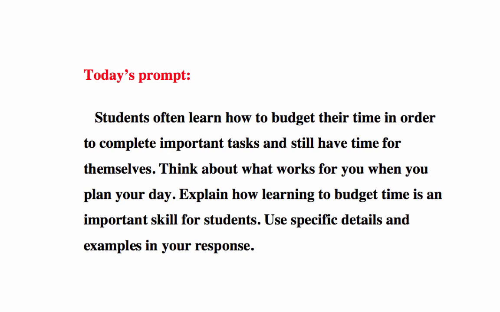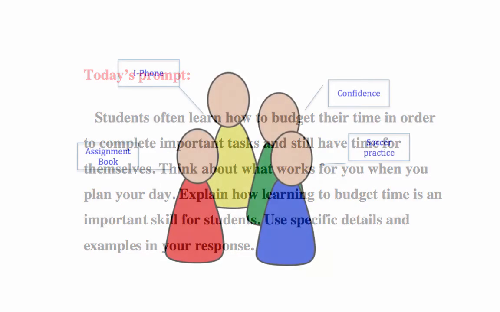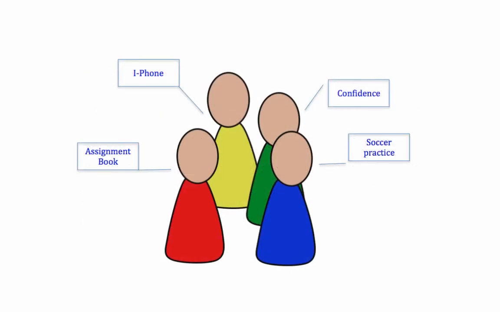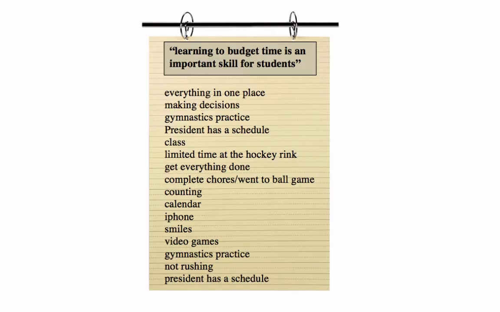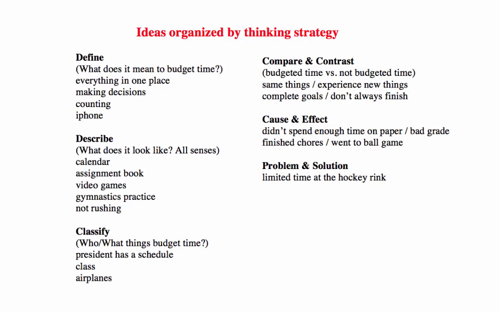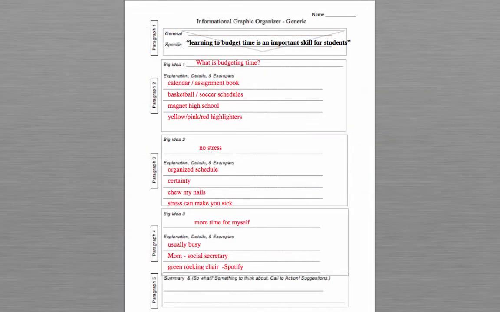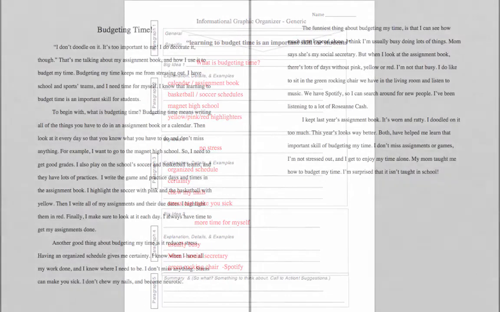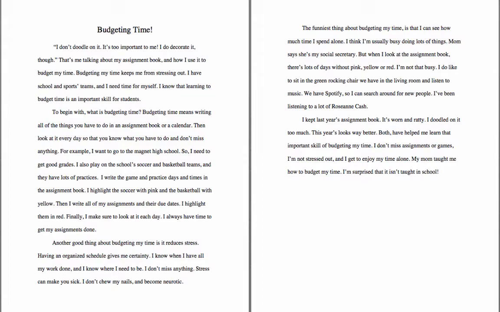Last time you were given a prompt for an essay. The topic of the essay is found in the question. Key words in the prompt indicated that you would use an informational writing structure to organize your thinking. You brainstormed and discussed ideas with your classmates. You focused on the thinking strategies you would use to develop the ideas in your essay. You completed a graphic organizer. Today, you'll write your essay.